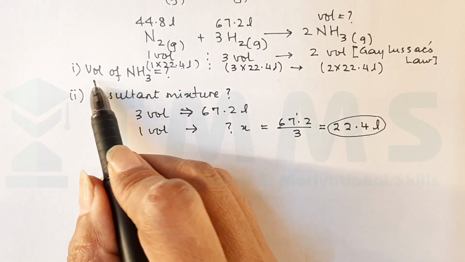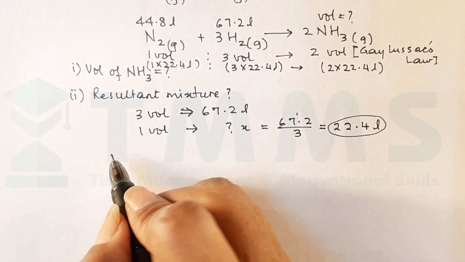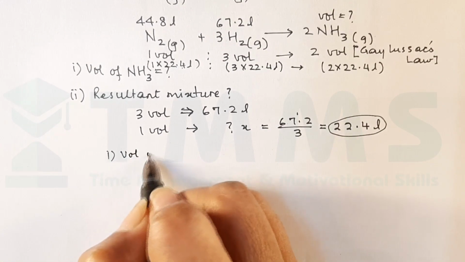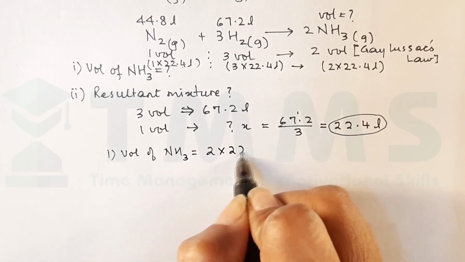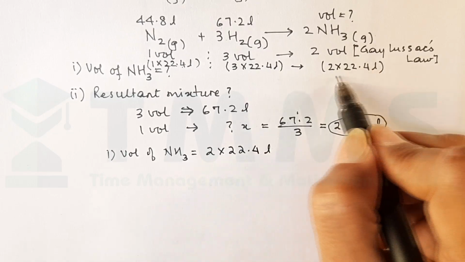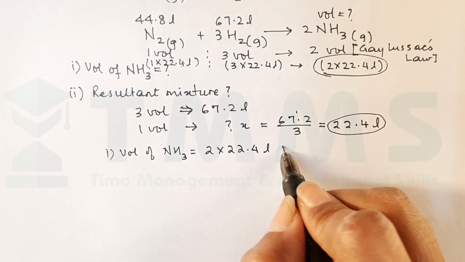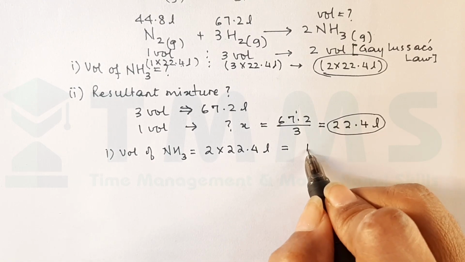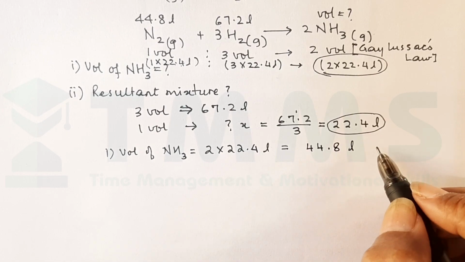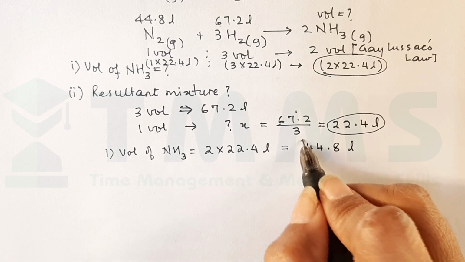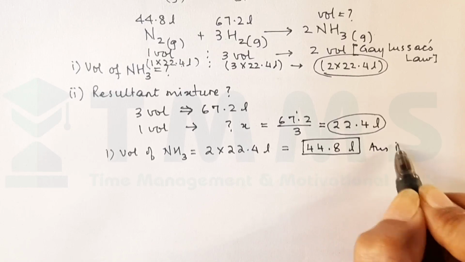Now, what is our first question? Volume of ammonia. So now volume of ammonia is going to be equal to 2 into 22.4 liters. Look at our equation. Can you spot this? Did we spot this? So 2 into 22.4 becomes 44.8 liters. And this will be at the same conditions of temperature and pressure. And this becomes our answer 1.